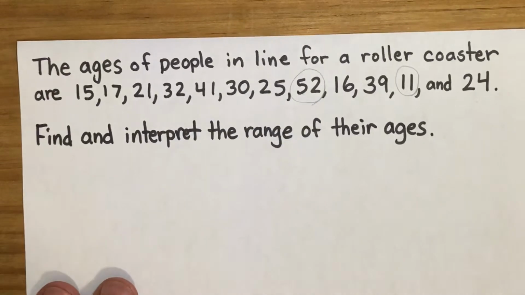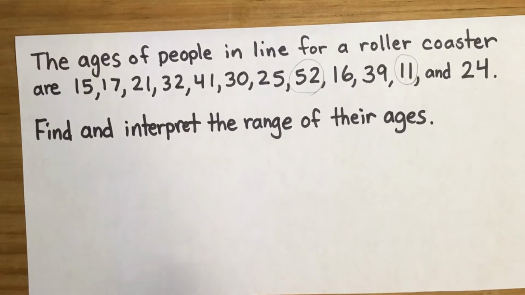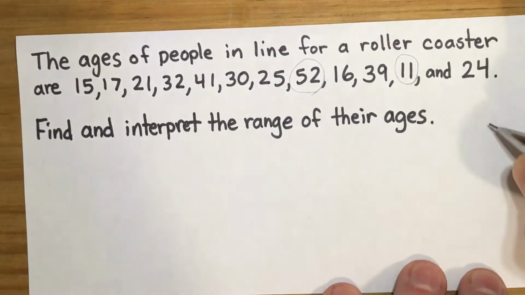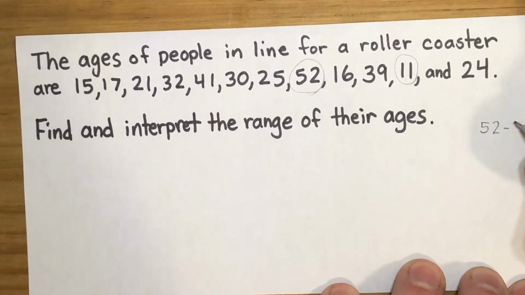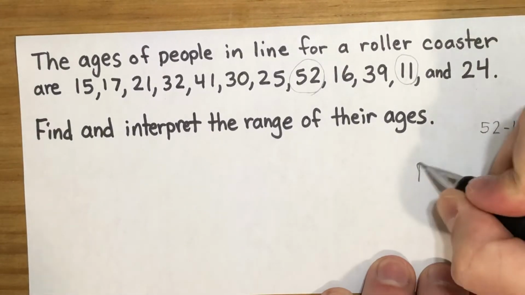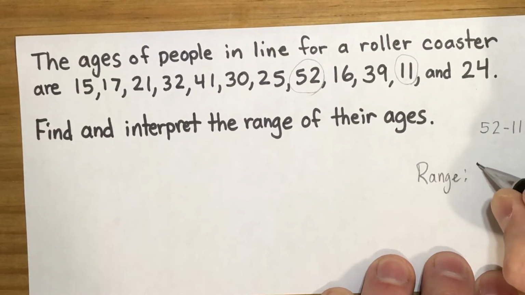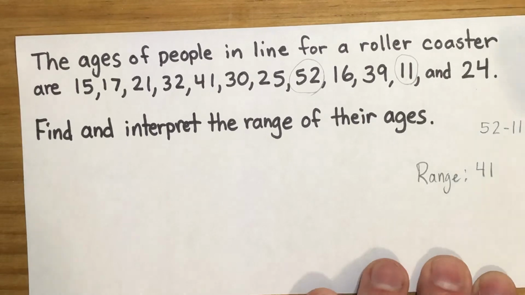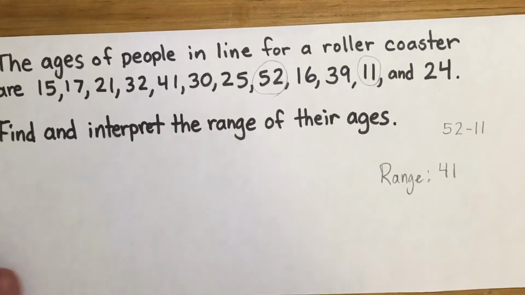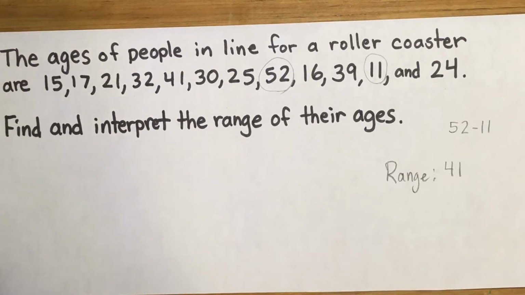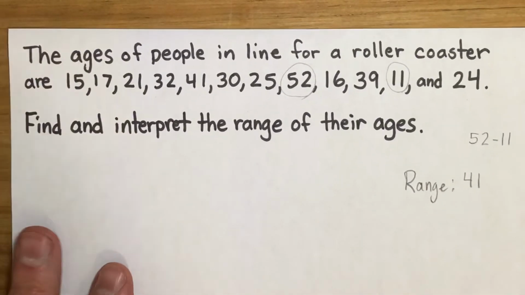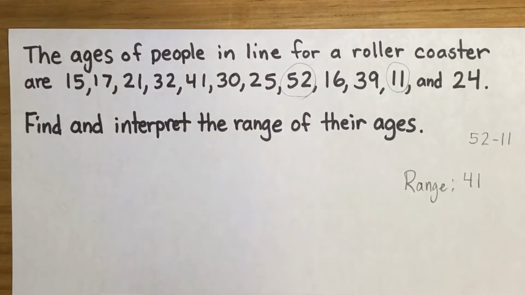All right, now I feel confident that I've identified the correct numbers. So in order to calculate this, what I'm going to do is 52 minus 11, which gives me a range of 41. That is an answer I can easily figure out by subtracting the upper extreme minus the lower extreme to find my range.